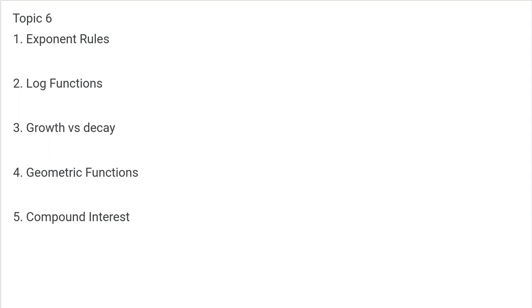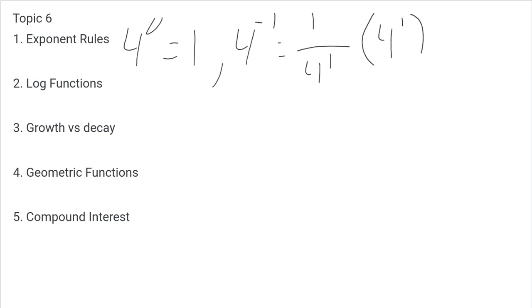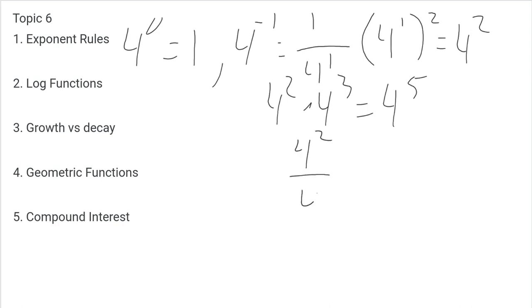Exponent rules. Anything to the 0 power is 1. Anything to a negative power needs to move to turn positive. Power to a power, multiply, okay? And then multiplication meant add, and division meant subtract.